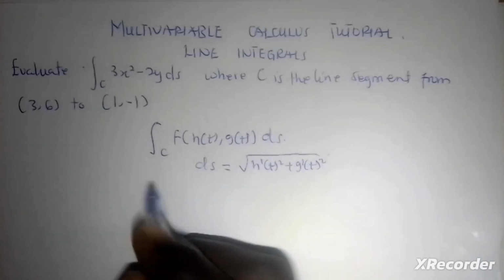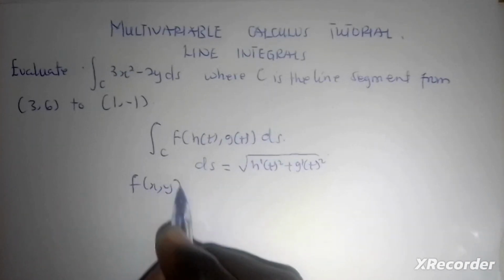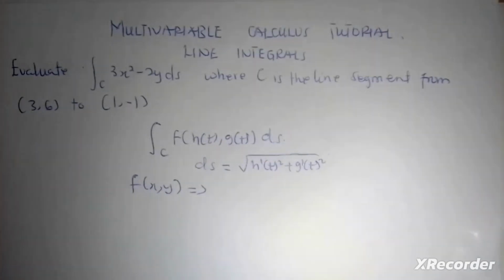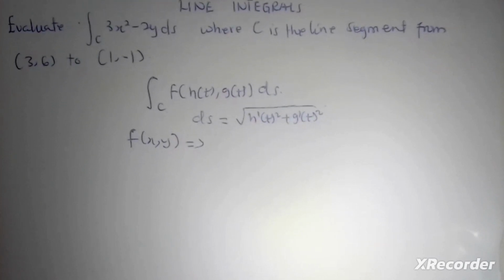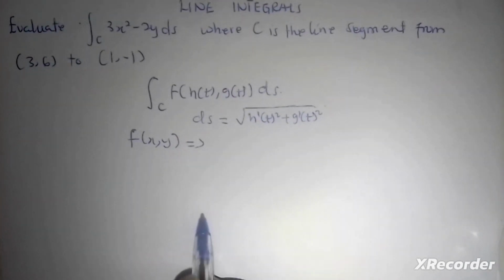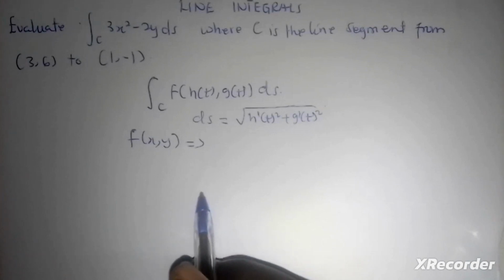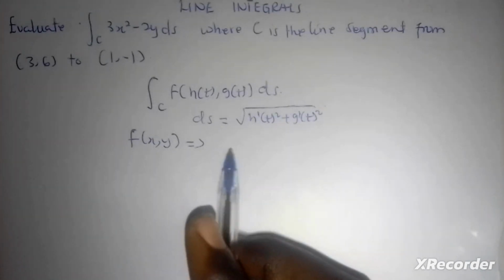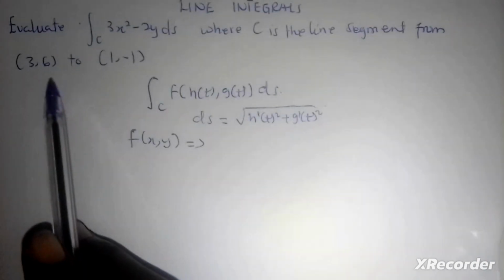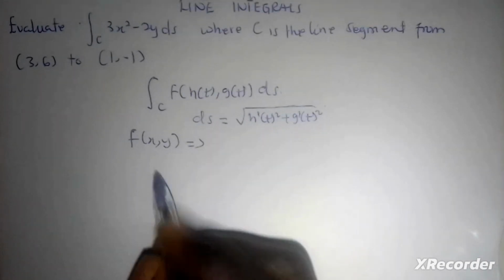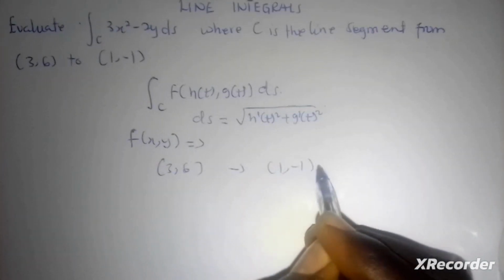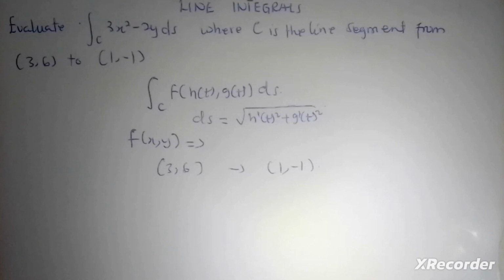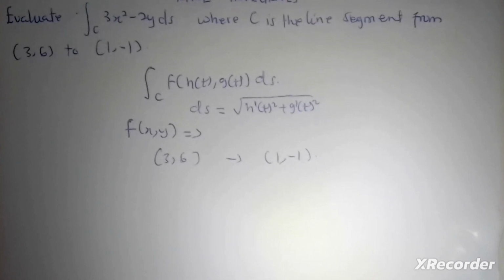So if they give you a function of x and y, the next thing you have to do is parameterize this into t so that you can go ahead and solve the line integral. How do you do the parameterization? Whenever you are integrating over a line segment, going from one point to another, say from point (3, 6) to point (1, -1), you simply have to solve for your parametric equations.